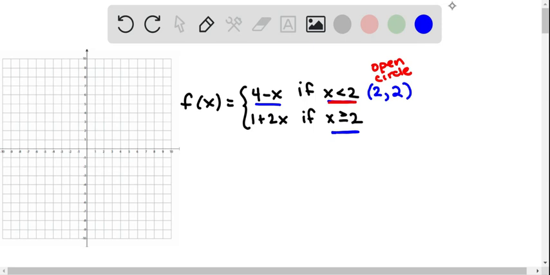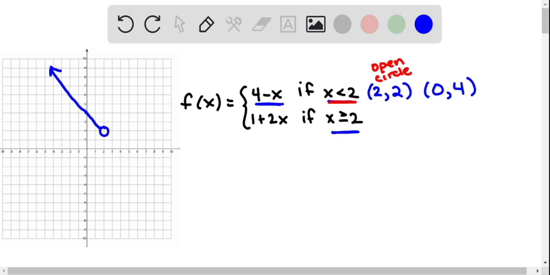And then we need a second point to draw a line, so I'm going to choose any other x value I want as long as it's less than 2. So how about if I choose 0? And when you substitute that in, you get 4 minus 0, which is 4. So we have an open circle at 2, 2, and we're going through the point 0, 4 and continuing on. And there we have that piece.